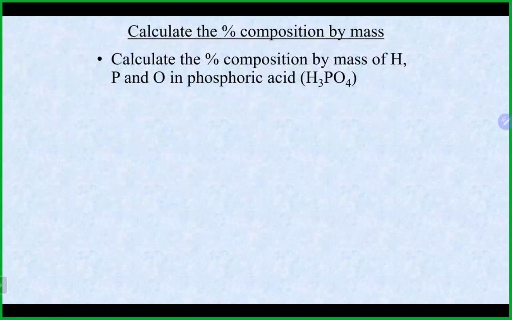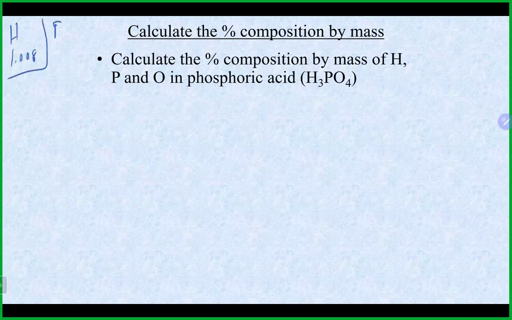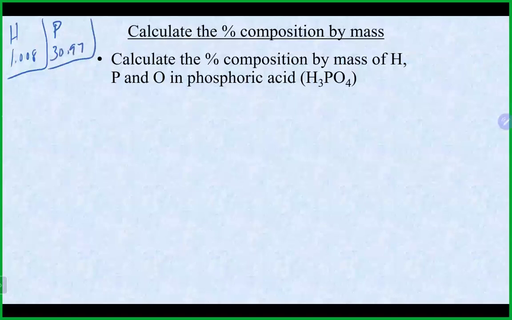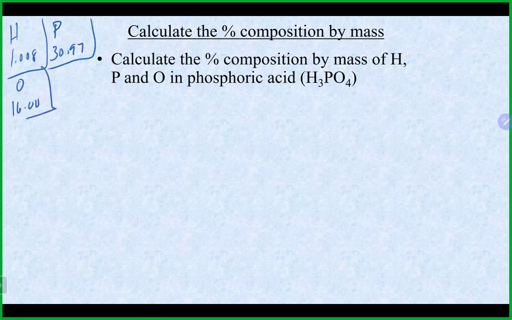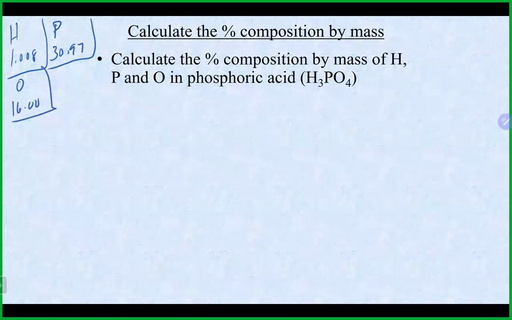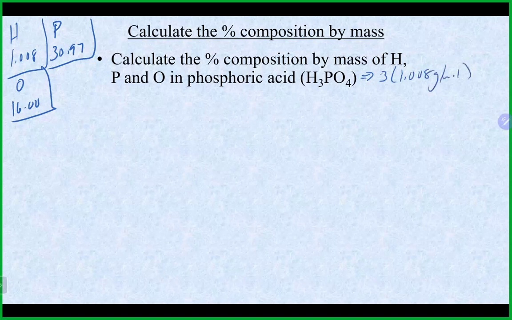What is the percent composition of each of these elements in phosphoric acid? Hydrogen is 1.008, phosphorus is 30.97, and oxygen is 16. All right, so what is the percent composition of each of these guys? So again, we're going to start with the molar mass of the entire compound here. So we're going to go 3 times our hydrogen from the periodic table. We'll add it to our 30.97, which is for our phosphorus, and we'll add it to 4 times 16, which is our molar mass for our oxygens. That's going to give us a molar mass here of 97.99 grams per mole.